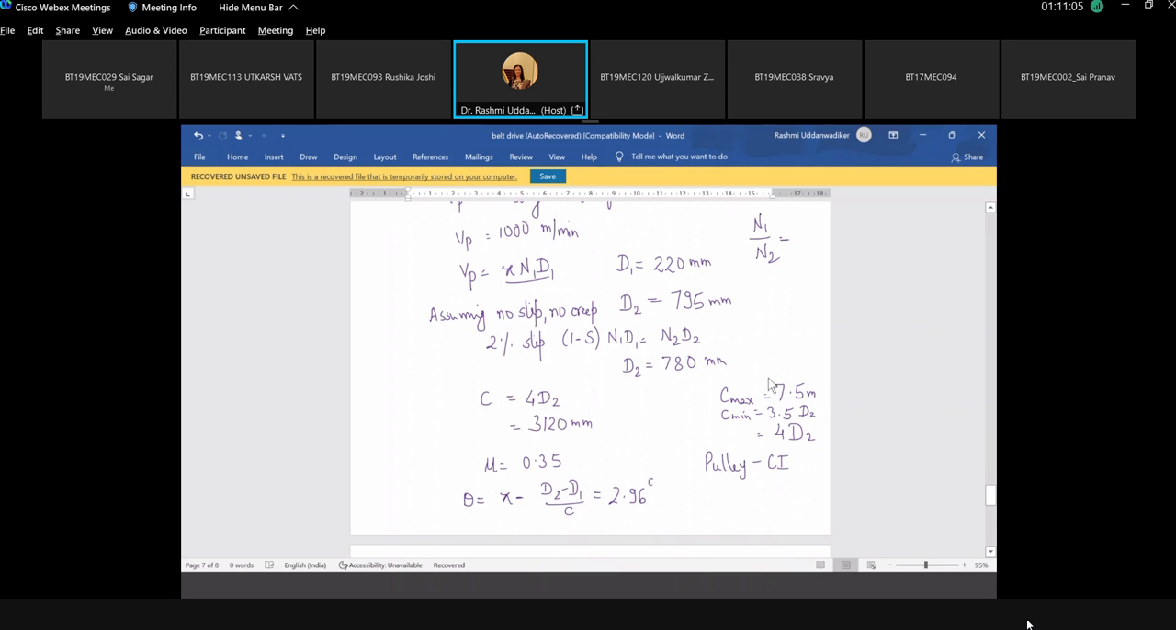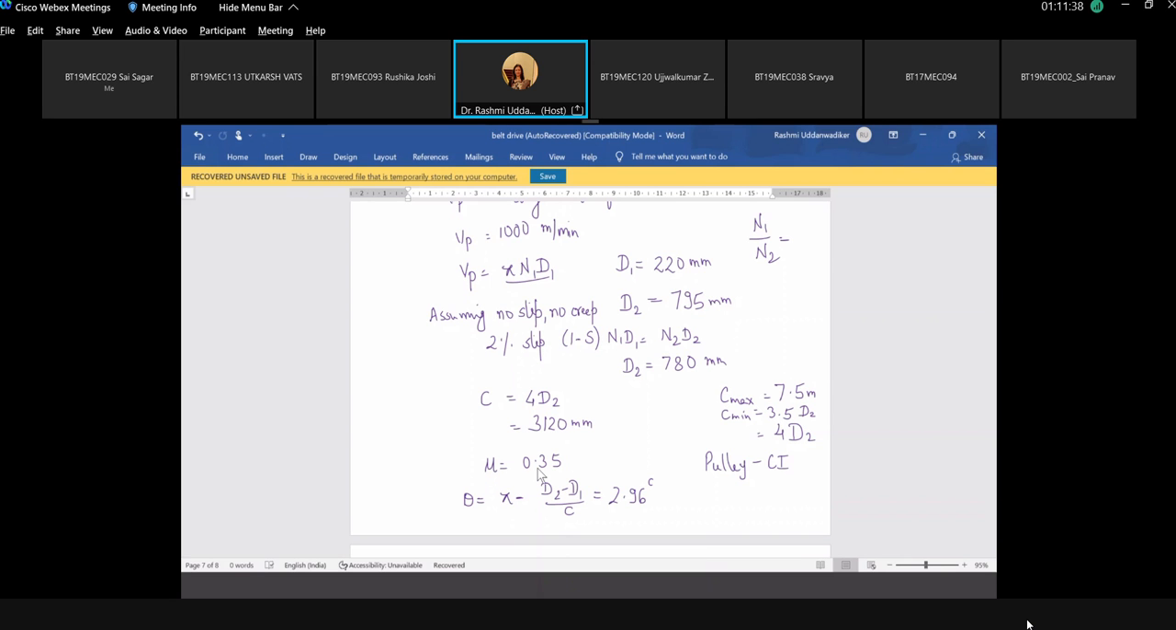Maximum center distance should not exceed 7.5 meters. Minimum is 3.5 times the diameter of the larger pulley. You can go with 4 times or you can go with 4.5 times. Make sure this doesn't exceed 7.5 meters. If you increase the center distance, the length of the belt increases, the cost of the belt will increase. And so you cannot go with a value as high as 7.5 meters. So we have chosen a value of 3.1 meters for the given material, cast iron pulley and leather belt.